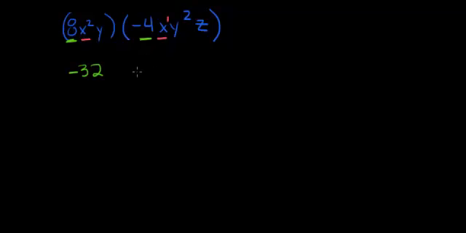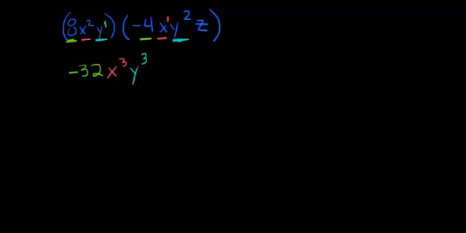Remember, this is x to the first. So x squared times x. Remember, when we multiply, we add the exponents. So 2 plus 1 is 3. x cubed. Next, let's look at the y's. y and y squared. Again, y to the first. We're multiplying, so again we add the exponents 1 and 2. So we have y cubed.